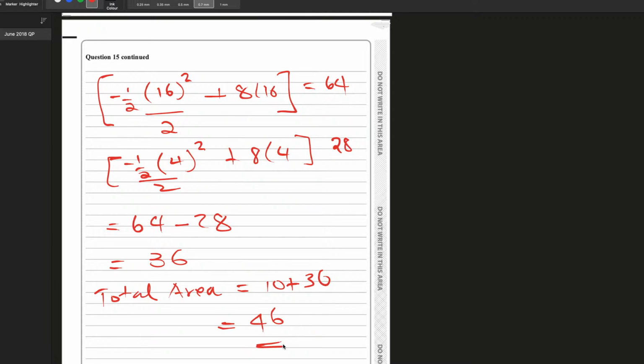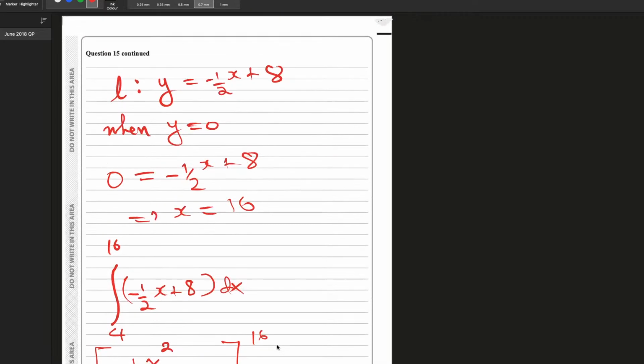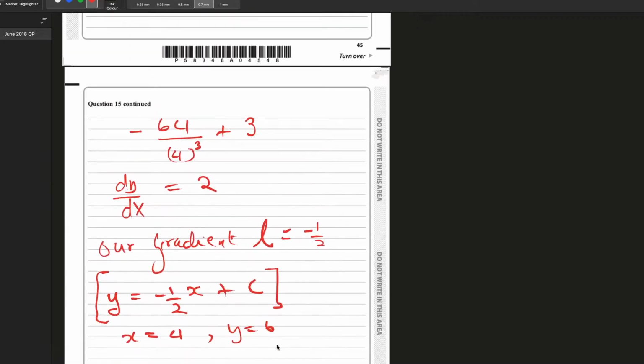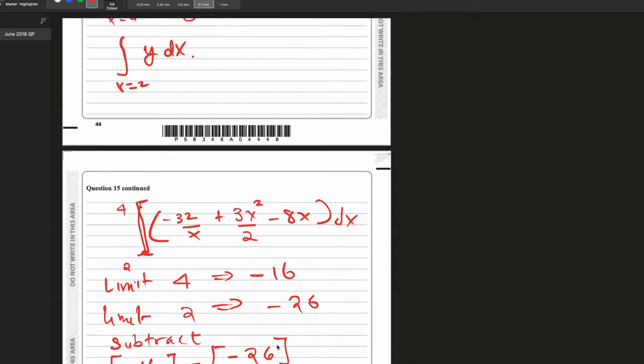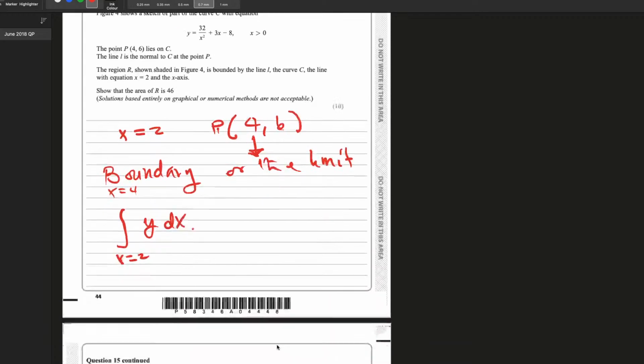That is the area bounded by the curve. So that is where we bring our tutorial to the end. I would advise you guys to take your time and go through it for the solution. The question says show that the area bounded by R is 46, and this is what I have proved.